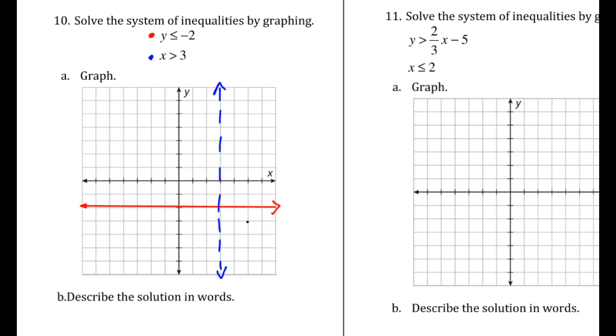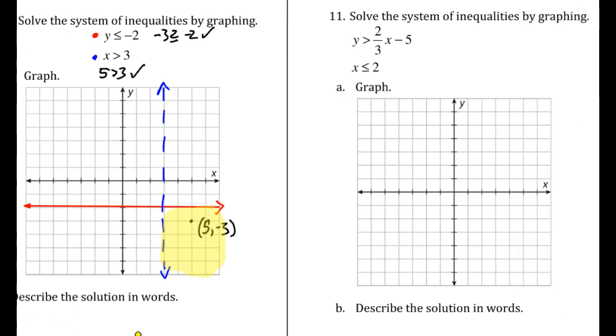And then check it. So 1, 2, 3, 4, 5. 1, 2, 3. So you check that. 5 is the x, so is 5 greater than 3? Yes. And is -3 less than or equal to -2? Yes. Let's go on to 11. More of the same thing.